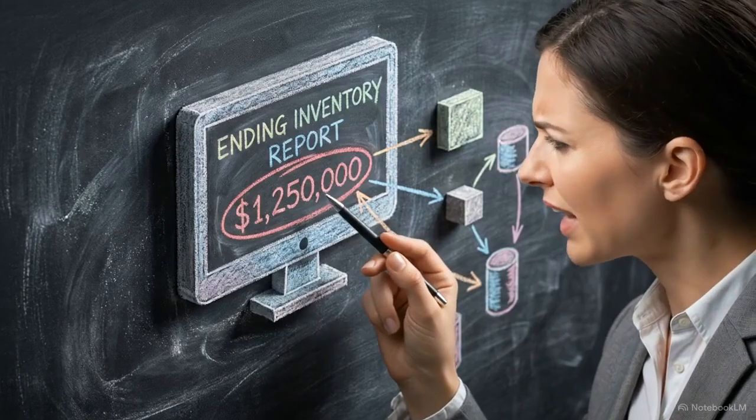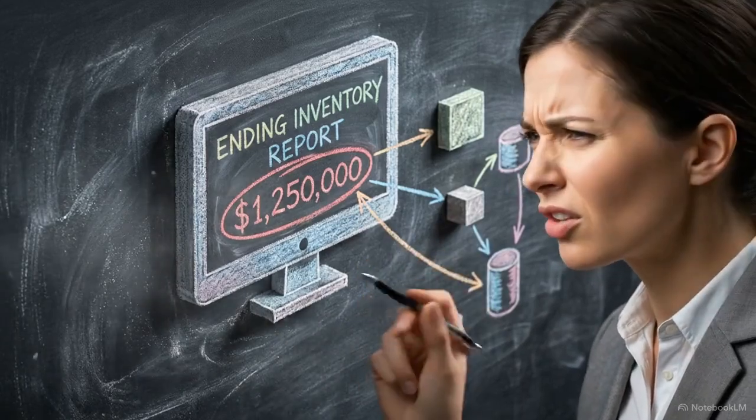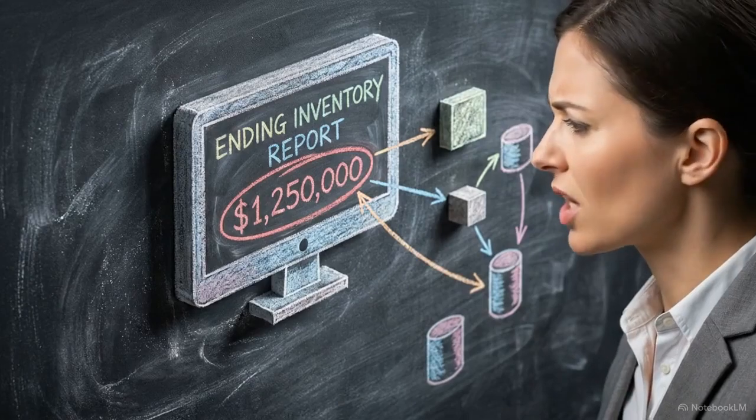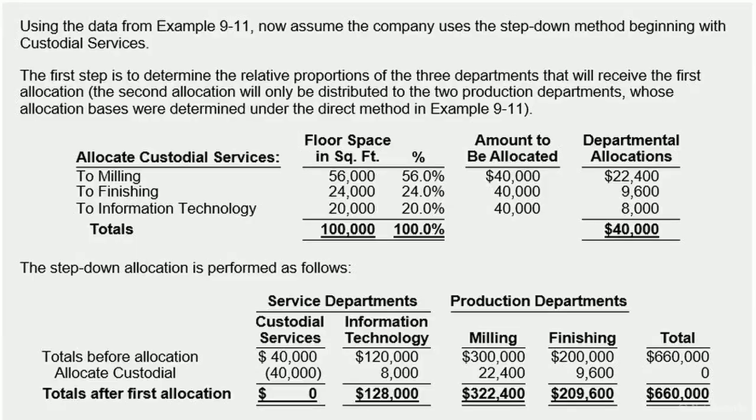The direct method requires minimal calculation. However, by blinding itself to interdepartmental support, it introduces cost distortions into the final product valuation. The schedule demonstrates the step-down method, acknowledging partial mutual support through a sequential cascade.